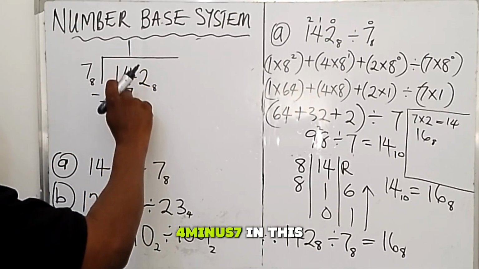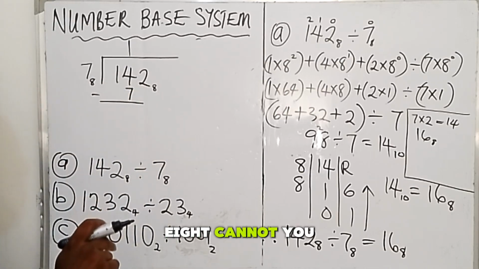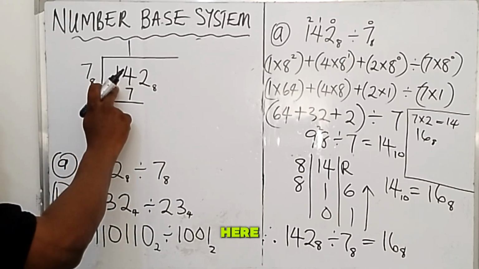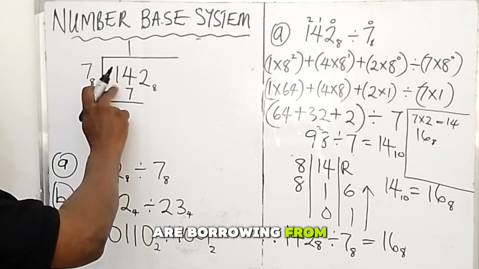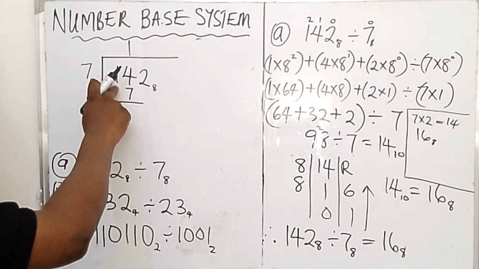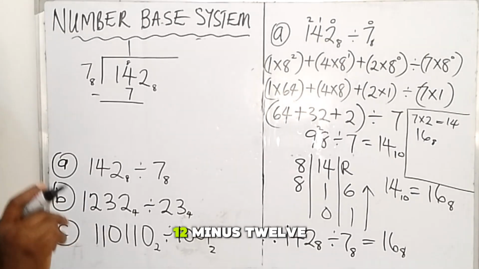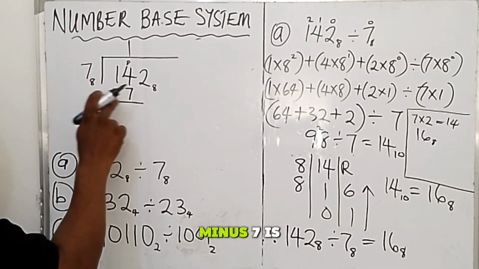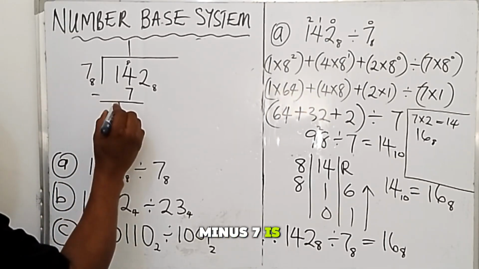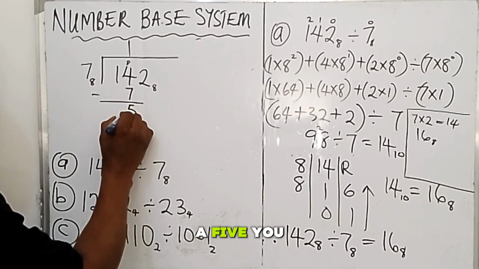4 minus 7 in base 8 cannot. You borrow 1 from here. That 1 you are borrowing from here is 8. So we have 8 here now. 8 plus 4 is 12. 12 minus 7 is what? A 5.